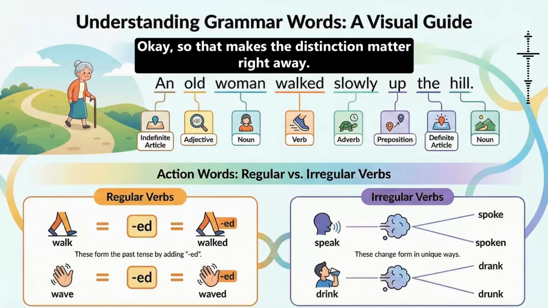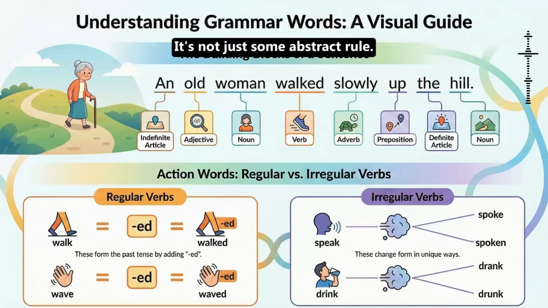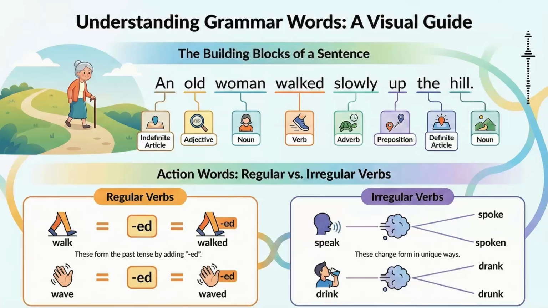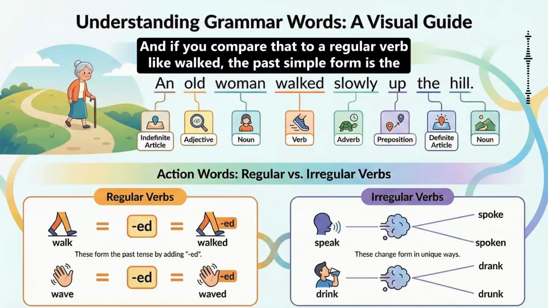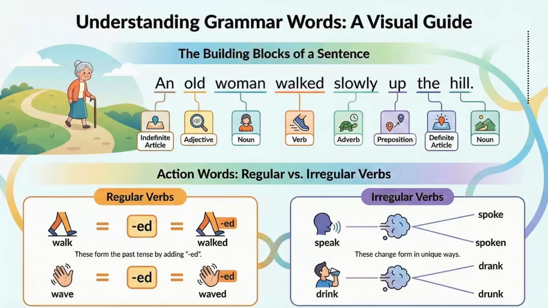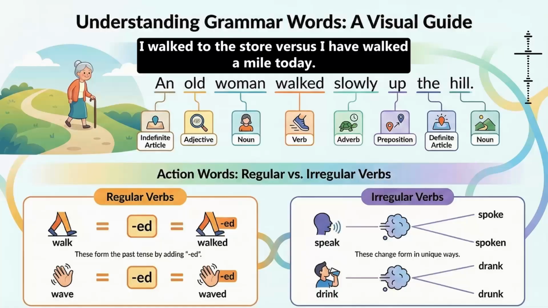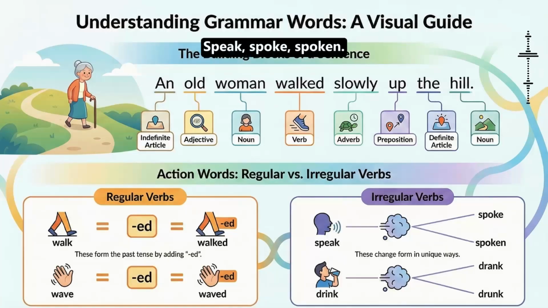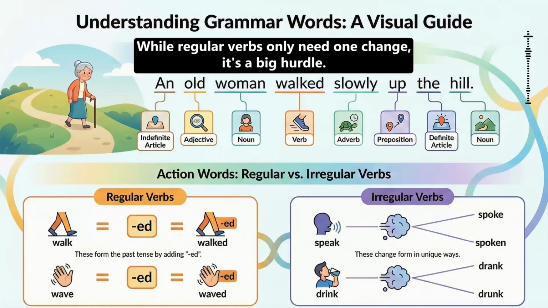Okay, so that makes the distinction matter right away. It's not just some abstract rule. It's how we talk about things that happened in the past, but are still relevant now. You would never say, did you spoke? Communication just breaks down. It does. And if you compare that to a regular verb like walked, the past simple form is the past participle. I walked to the store versus I have walked a mile today. So with irregular verbs, we have to learn three distinct words. Speak, spoke, spoken. Right. While regular verbs only need one change, it's a big hurdle.